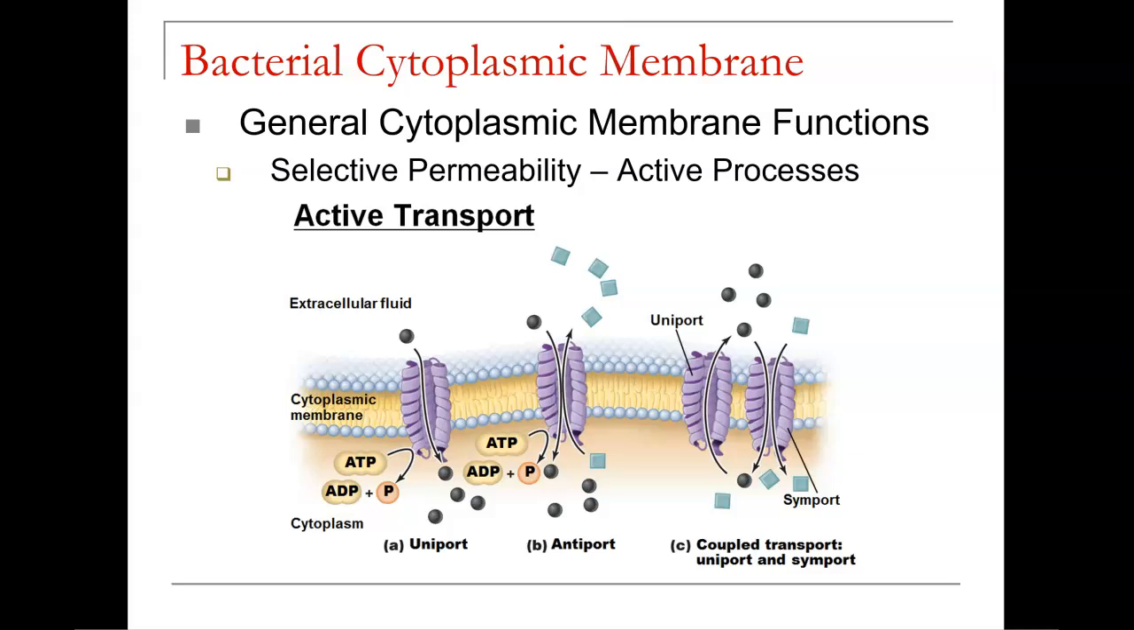You have what's called the uniport. That's going to move only one type of particle. This, for example, you see it moving. That could be, let's say, calcium moving out. You can have an antiport that's going to move two different types of particles in opposite directions at the same time. So that'd be like your sodium-potassium pump. And you can have what's called a symport. That's going to move two different types of particles in the same direction at the same time. So an example of that would be like glucose with hydrogen or sodium ions.